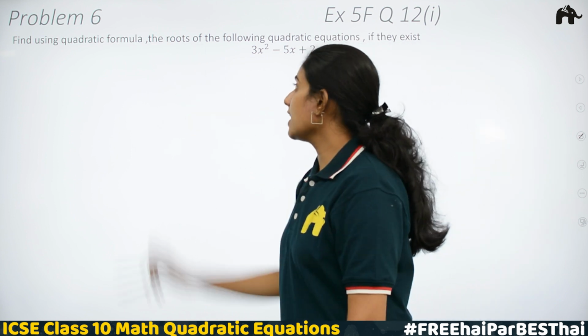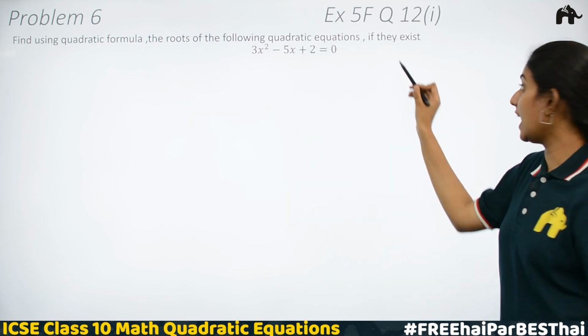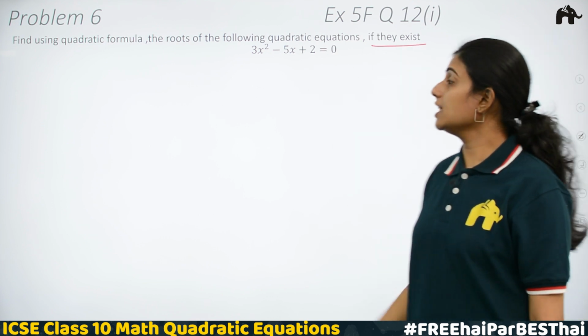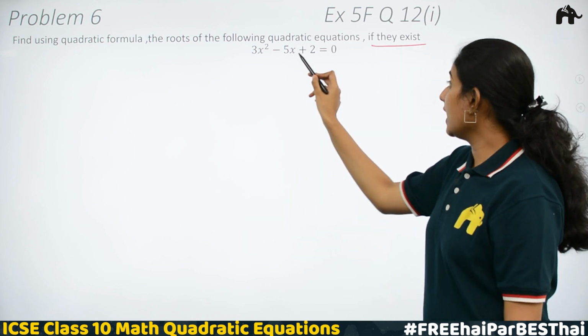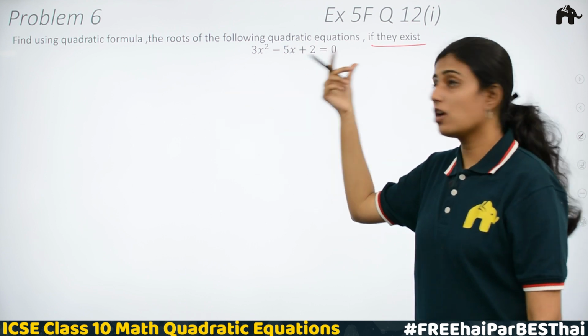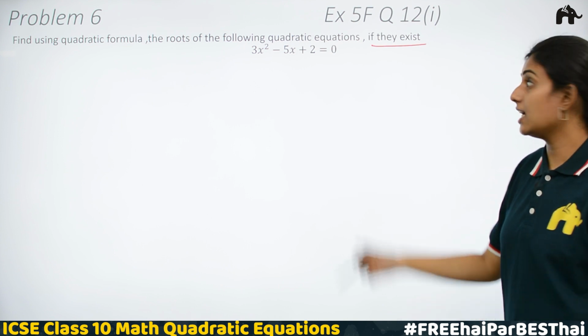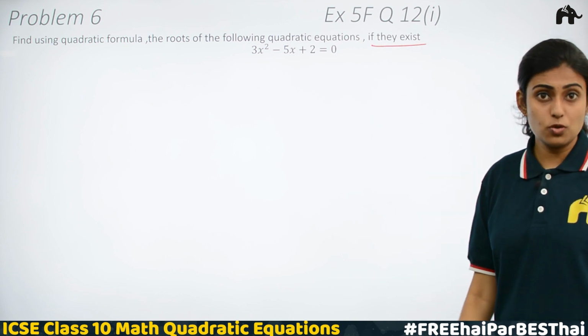Find using quadratic formula the roots of the following quadratic equations if they exist. The equation is 3x² − 5x + 2 = 0. We need to solve the quadratic equation only if the roots exist.